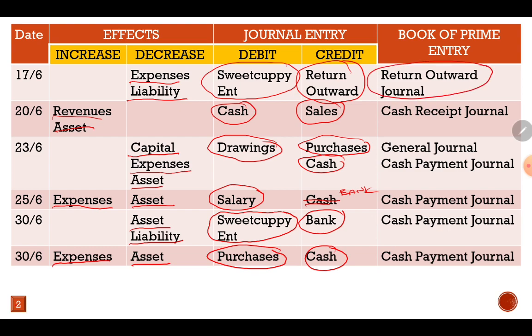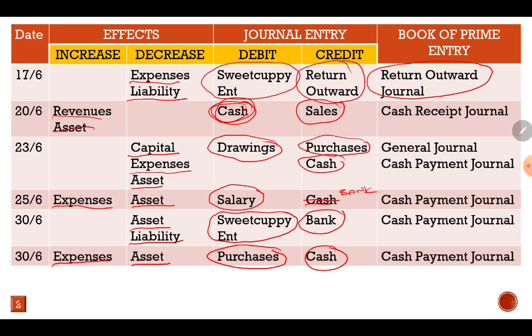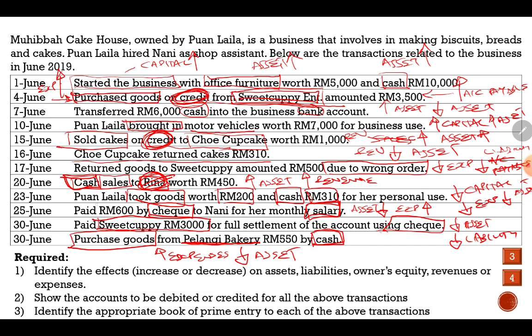Okay, untuk yang selebihnya, untuk 20th of June, dia berkaitan dengan cash kan? On the 20th of June, cash sales to Rina. Kita dapat duit, kita akan record dalam cash receipt journal. Sebab dapat cash, ya. On 23rd of June, yang ni drawings tadi. Drawings ada dua, ya. 23rd of June, dia ambil goods. Yang ambil goods ni, kita akan record dalam general journal. Yang mana dia ambil cash, yang ni kita akan record dalam cash payment journal.